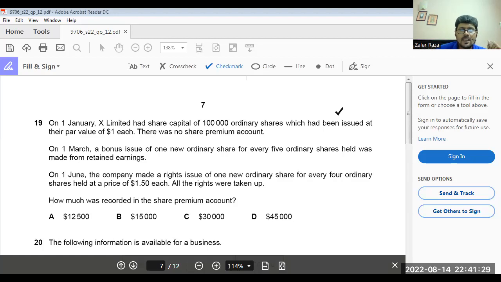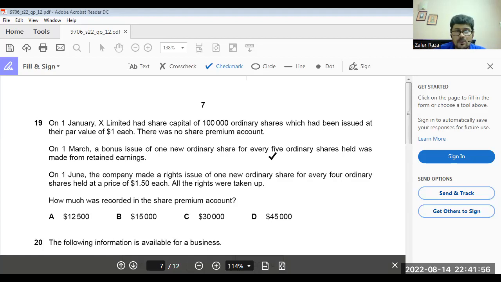Now, in this case, what happened? See, first of all, the calculation. Ordinary share capital was 100,000 and the bonus share was 1/5. One new ordinary share for 5. 1 upon 5 means 20%. So 100,000 multiplied by 20% means 20,000 more shares.